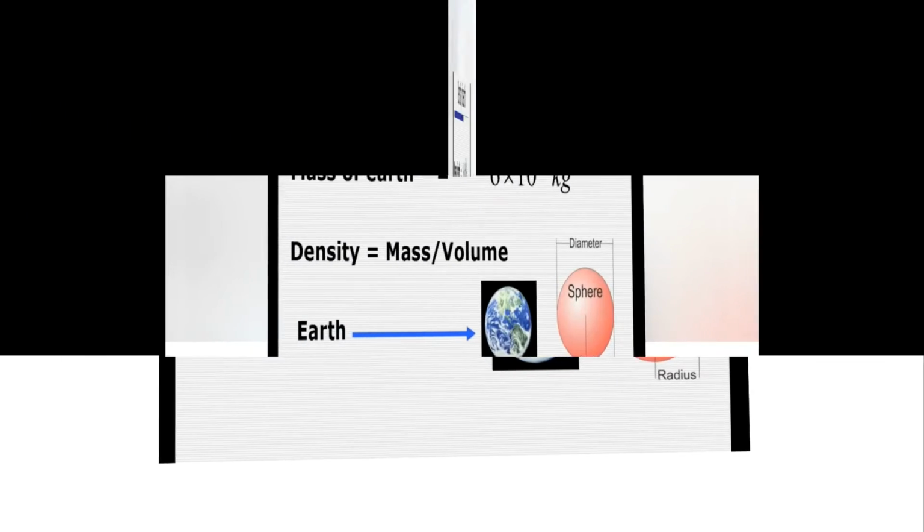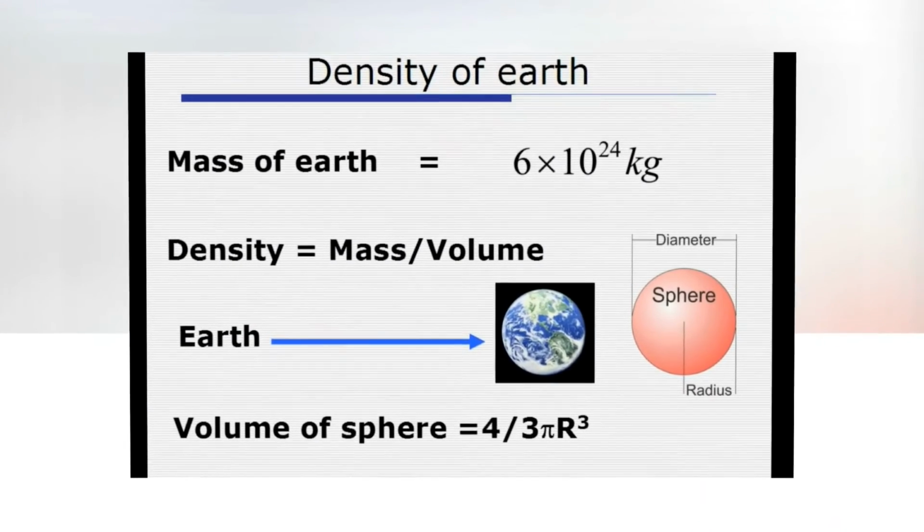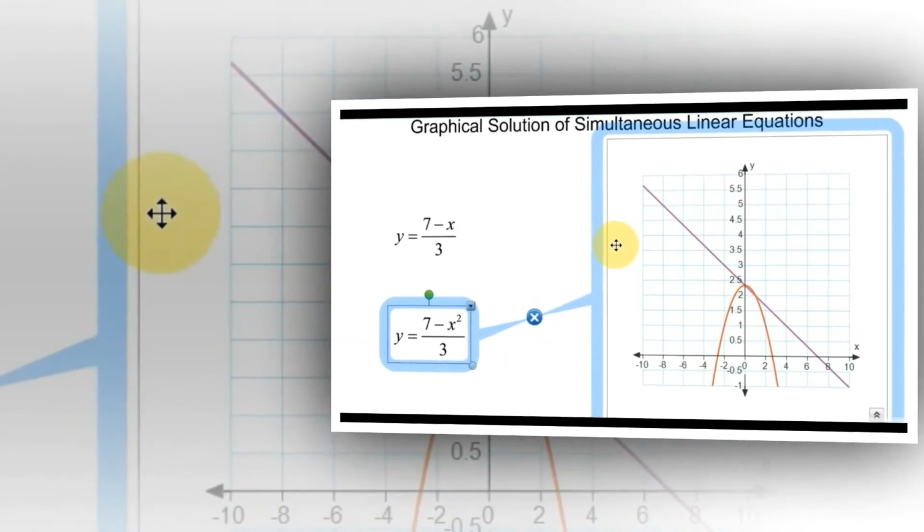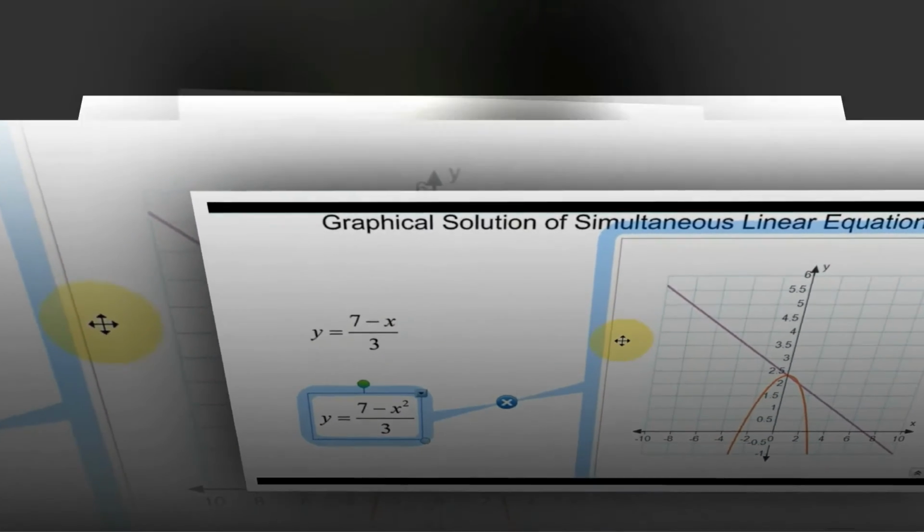We know that volume of sphere is equal to 4/3 times pi multiplied by q. And the same solution, if you put it into the second equation, it will also satisfy it.